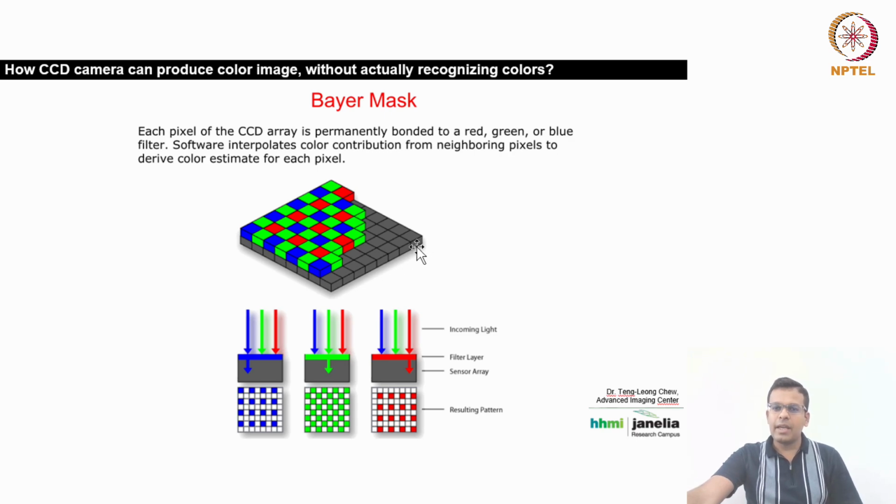Each of these camera pixels is layered by a Bayer mask. Each pixel of the CCD array is permanently bonded to a red, green or blue filter, and software interpolates color contribution from neighboring pixels to deliver color estimates for each pixel. Whichever pixel is coated with a blue color filter only allows blue light to enter. The pixel coated with a green color filter only allows green light to pass through, whereas the other wavelengths are stopped.